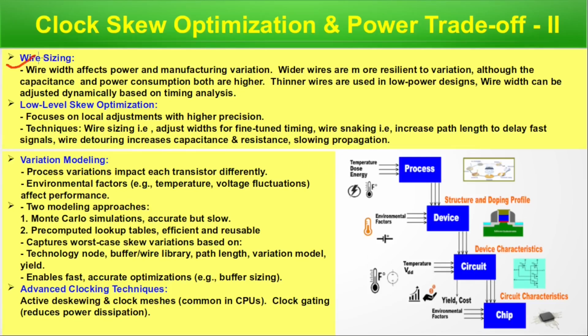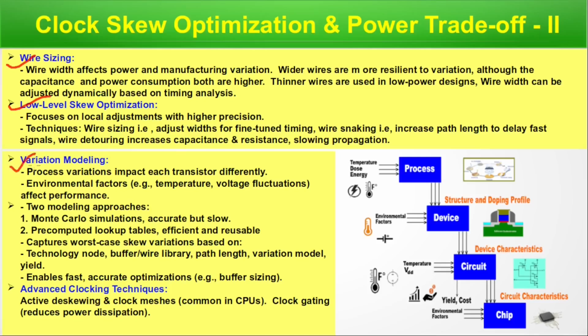So wire sizing: wire width affects power and manufacturing variation. Wider wires are more resilient to variation, although the capacitance and power consumption are both higher. Thinner wires are used in low power designs where width can be adjusted dynamically based on timing analysis. Now low level skew optimization focuses on local adjustment with higher precision. Techniques: wire sizing, that is adjusting width for fine-tuned timing. Wire snaking, that is increasing path length to delay fast signals. Wire detouring increases capacitance and resistance, so that slows down the propagation.